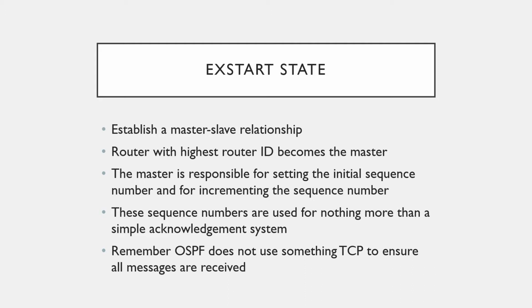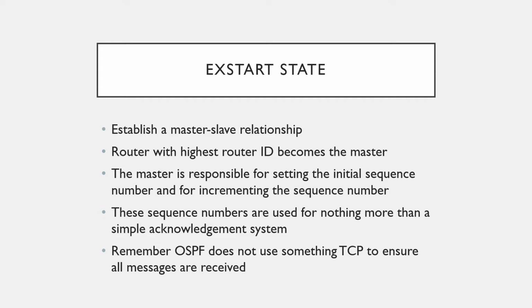It's just a very simple acknowledgement system, so that anytime our peer sends us a certain packet, he's going to set a sequence number. And when we receive that packet, the way we acknowledge it is we're going to send back another packet with the same exact sequence number. And so that's all we're using these sequence numbers for. And keep in mind that it's always the master that sets the initial sequence number.